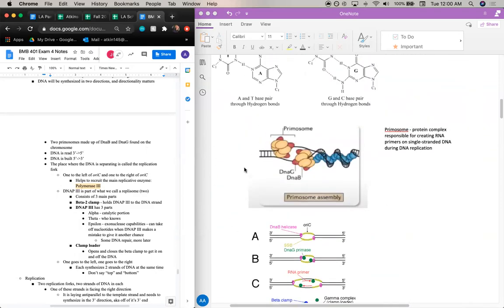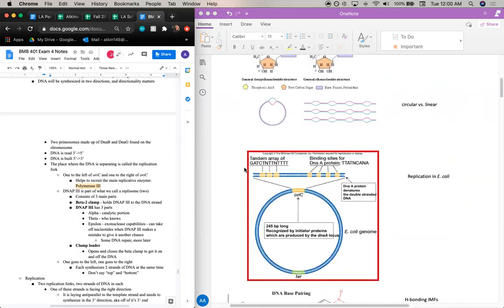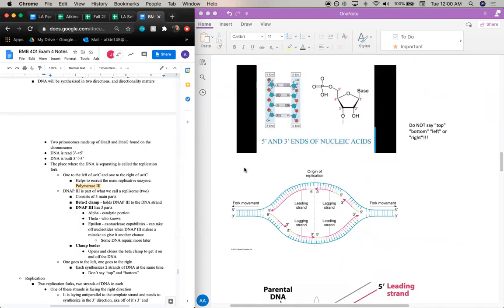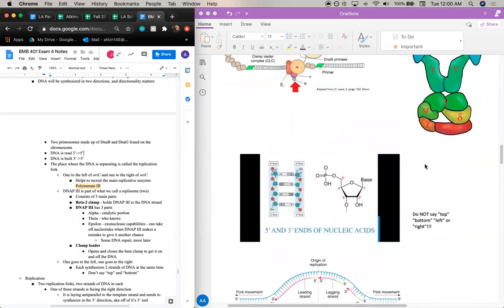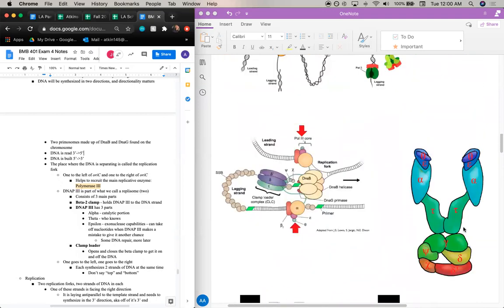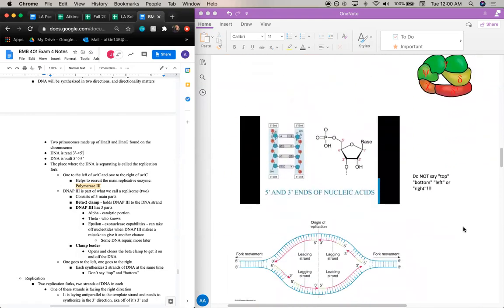I thought I had a figure here I wanted to show. I don't know where it went. Oh, okay. Oh, and here I have don't say, yep. Do not say top or bottom or left or right. Okay, fine.